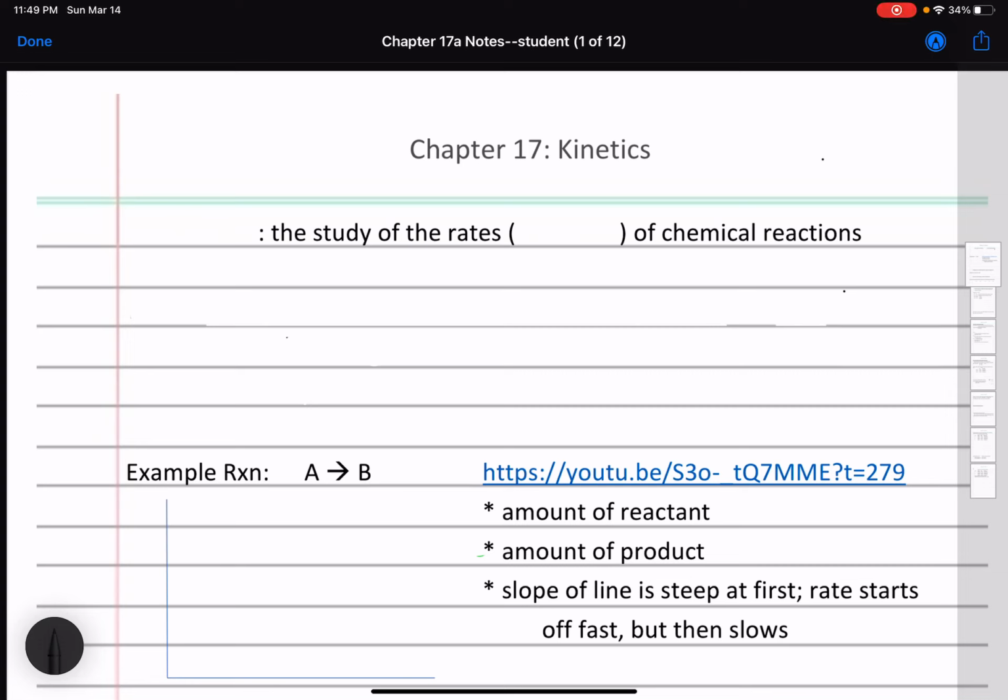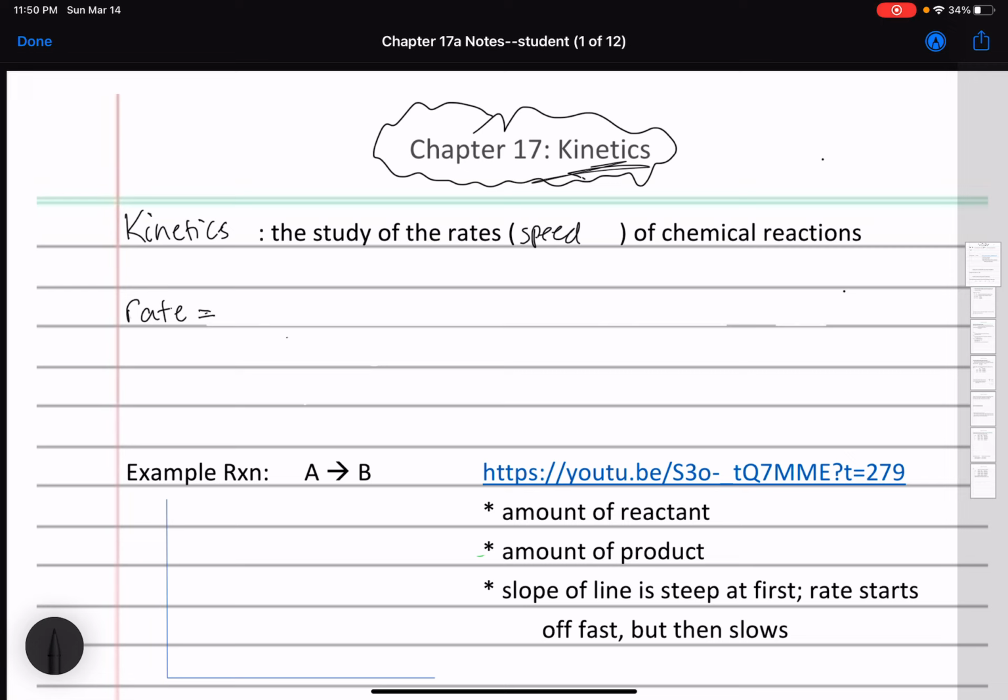Hey everyone, and welcome to the Chapter 17 lecture on kinetics. So kinetics is the study of the speed or rate of chemical reactions. Rate, speed, not really the same thing, but kind of the same thing for intents and purposes of this chapter. So what is rate? How do we measure the rate of a chemical reaction?